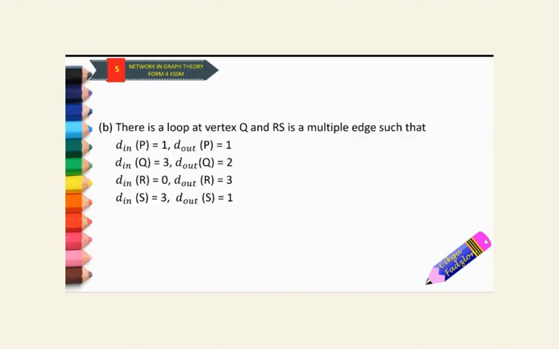How about B? Okay, for these questions, we have 4 vertices, and we have a loop at vertex Q, and RS is a multiple edge. And we connect all the vertices, and you will have the answer like this.